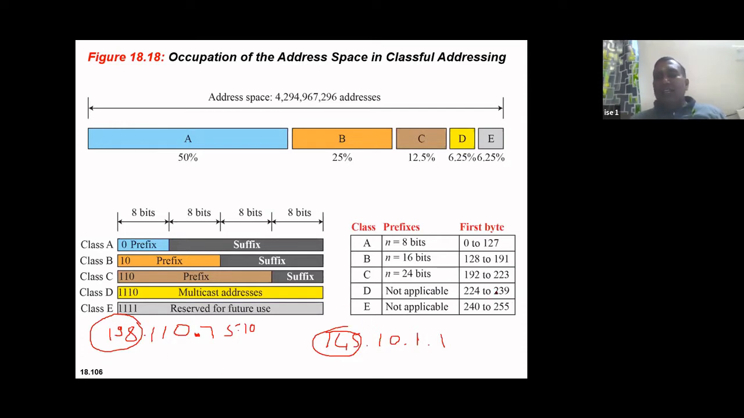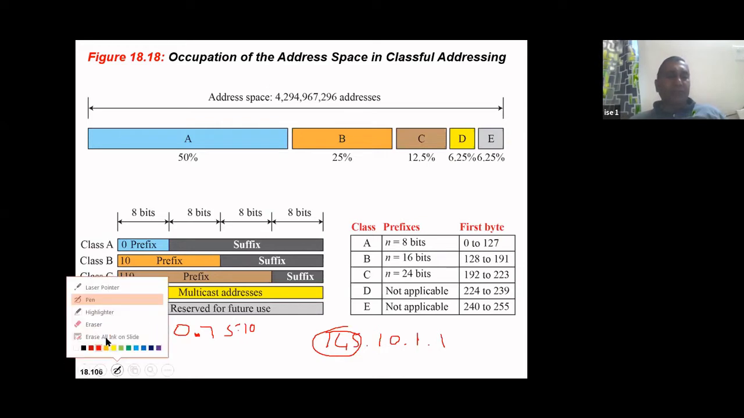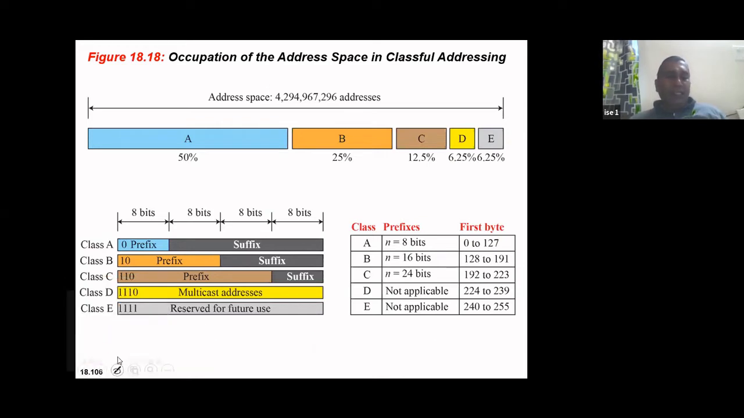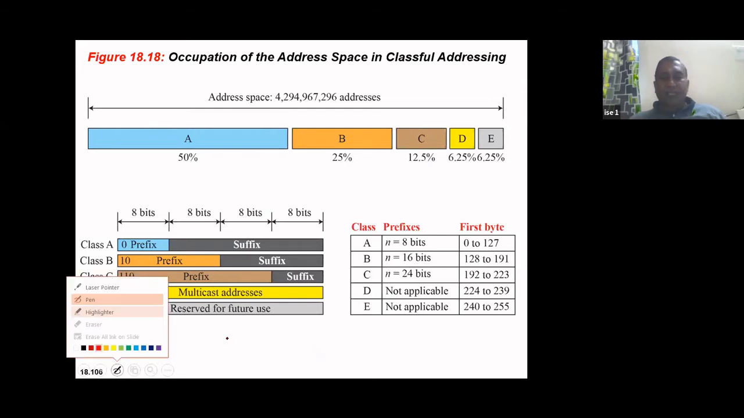And D is not applicable. It is generally used for multicasting. So it is not available for you to use. Only these 3 classes are available for public use. Am I clear over here? And E has not been used so far. So this is what is there. Yeah, fine. So I should remove the pen.